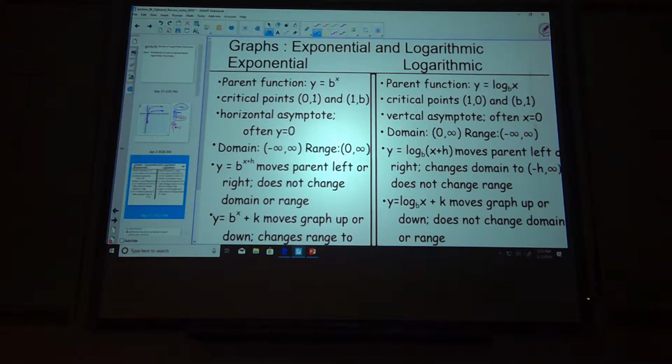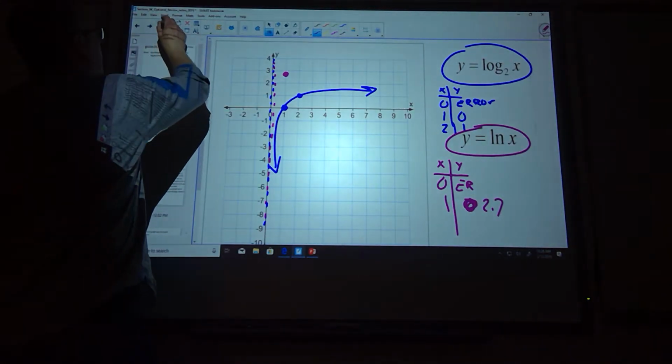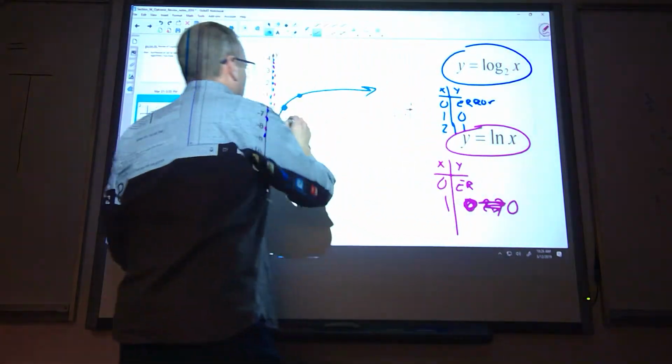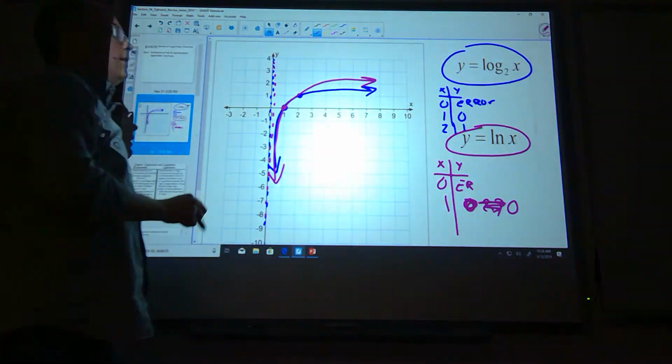So graphing exponentials versus log. I gotta double check something real quick. Messed up. I gotta go back here. I messed up. Jeez Louise, I'm telling you. If I plug 1 in, I get 0 out. 1 comma 0 is here. So this basically looks like this as well. Sorry about that, I goofed that up.